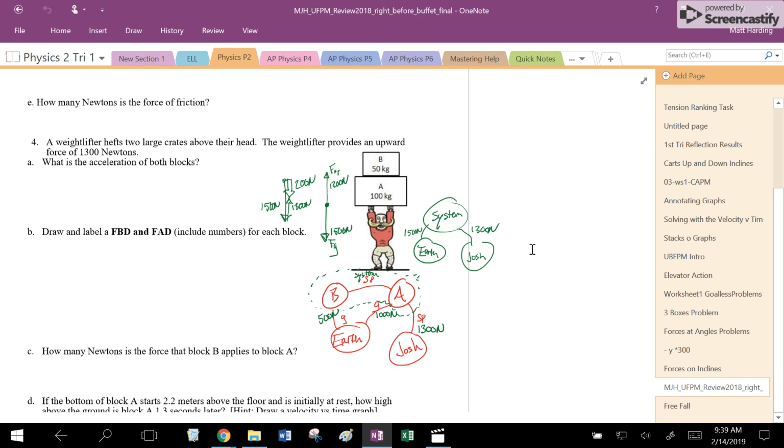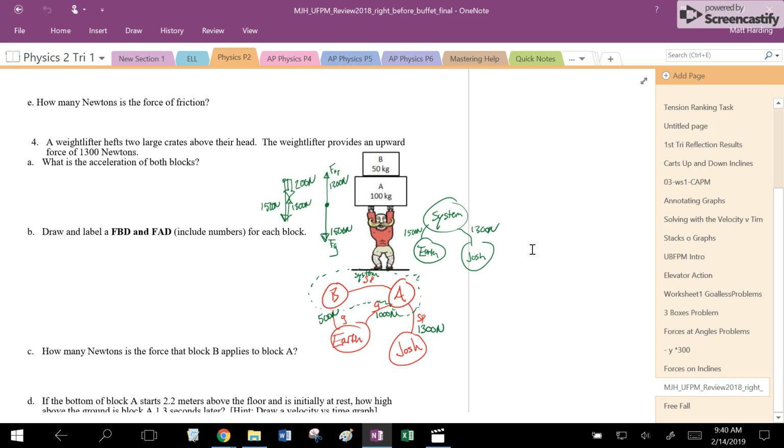This is kind of a callback to some of the earlier things that we did. You have two blocks here, but to Josh, all he cares is that he's lifting a total of 150 kilograms. It doesn't matter that it's two boxes or boxes containing a bunch of little things. It just matters what the total is. So that's where the system idea came from. And the system experiences a gravitational force of 1,500 newtons from the Earth, and the system experiences 1,300 newtons of push from Josh.